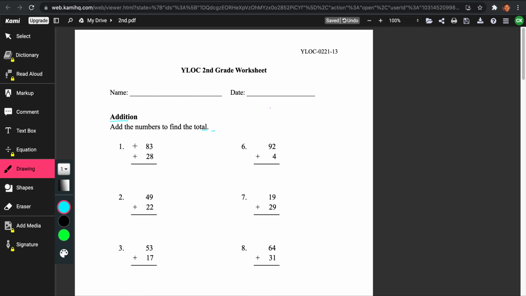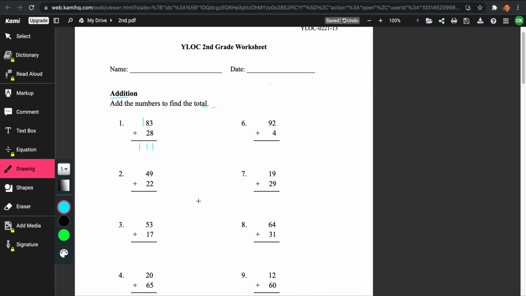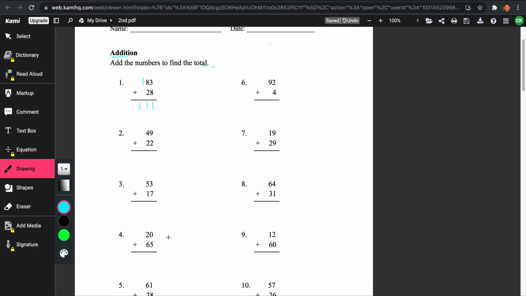To do addition for these types of problems, we first look at the ones place. So we've got 83 plus 28. We look at the ones place of both numbers, 3 and 8. 3 plus 8 is 11, so we put 1 down here and move the other one up there because it's a ten. Next, you would do 8 plus 2 plus 1, and you would get 111 as your answer. So, yeah.